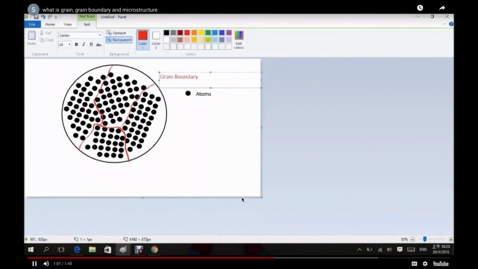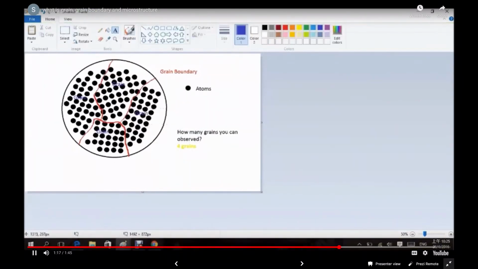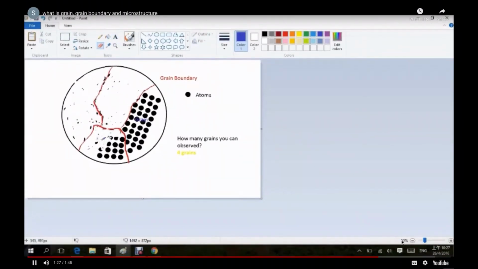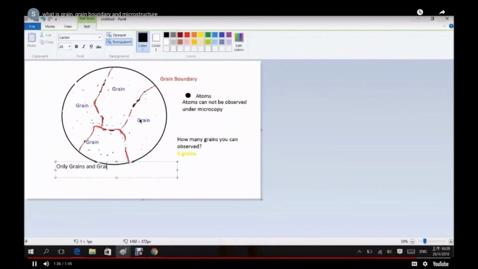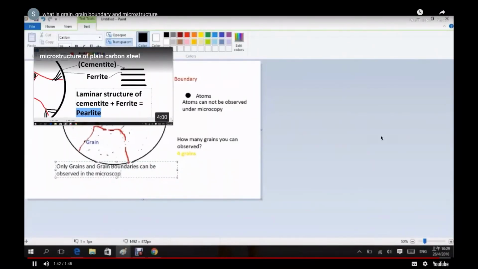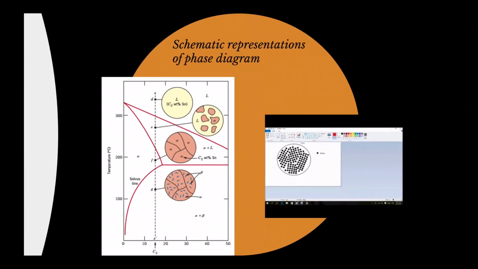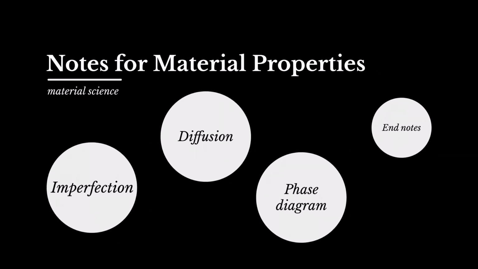So there are 4 grains here: 1, 2, 3, 4. So it's 4 grains. We can only observe grains under a microscope. So that's the schematic representation. So we have imperfection, diffusion, phase diagram.